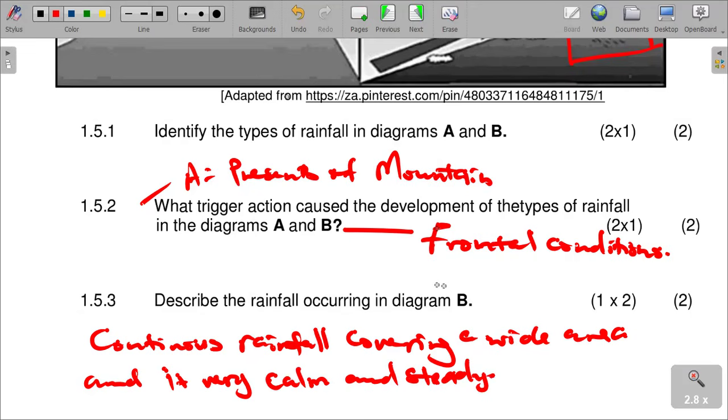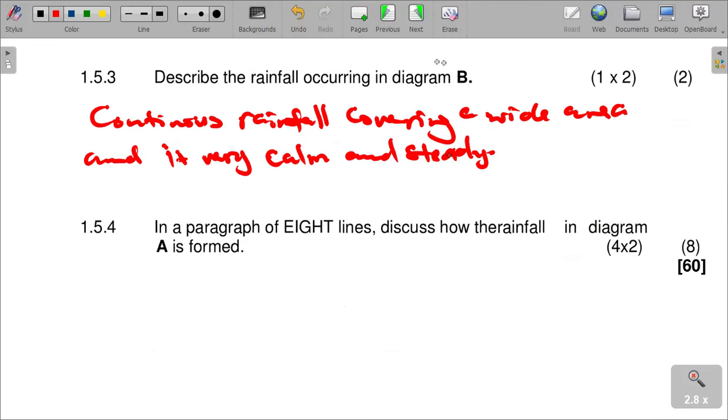You're going to see a very steady and calm rainfall that we can see there. And then, in a paragraph of 8 lines, discuss how rainfall is formed. We are talking about relief rainfall. Describe the formation of relief rainfall.